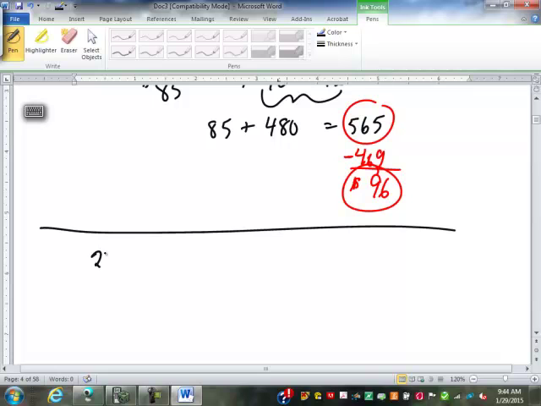Number 21. Oil pan holds 8 quarts of oil. Each quart weighs 2 pounds. So 8 times 2 is 16 pounds. And the pan weighs 6. So 16 plus 6 is 22 pounds.